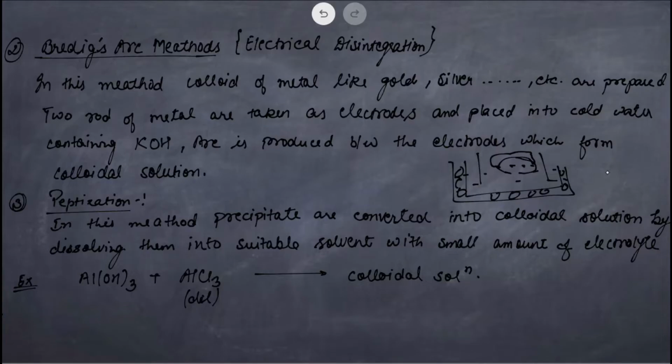The third method is peptization. In this method, a precipitate is converted into colloidal solution by mixing it with a suitable solvent with a small amount of electrolyte. For example, Al(OH)3 is mixed with AlCl3, and it gives a colloidal solution.